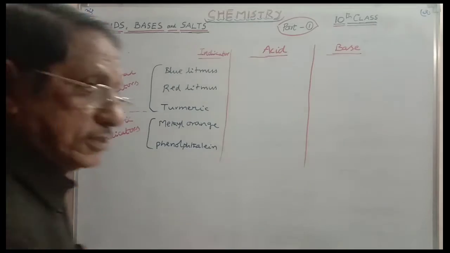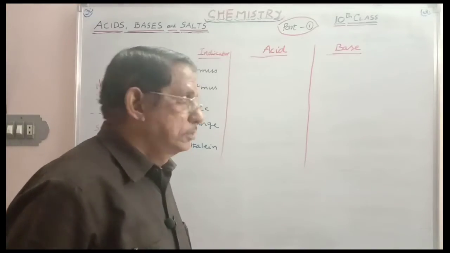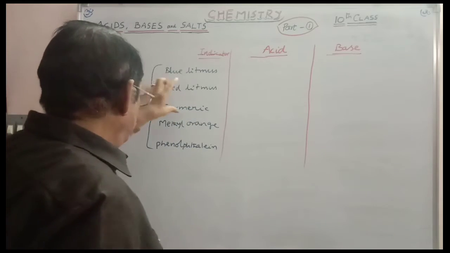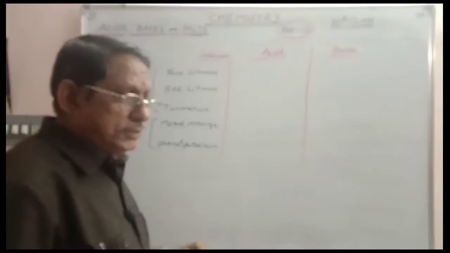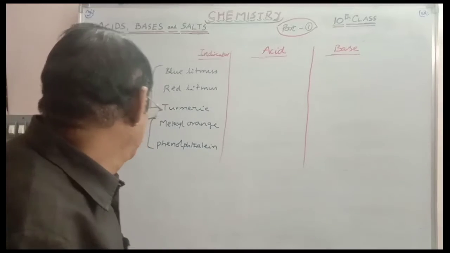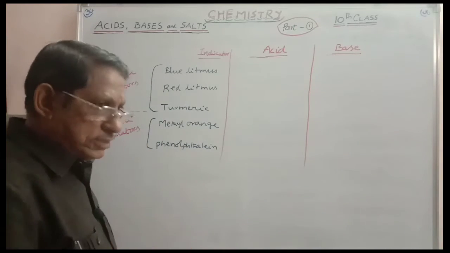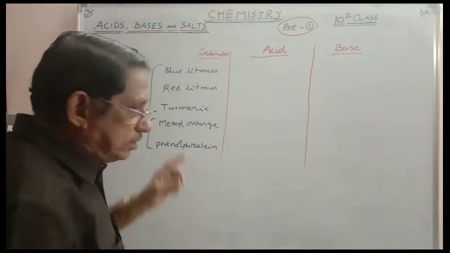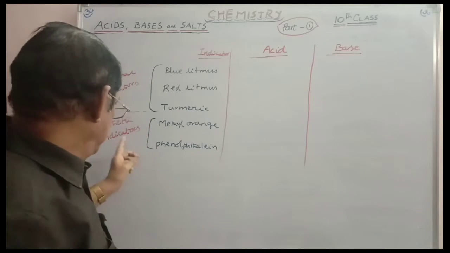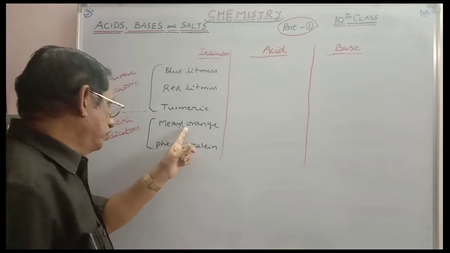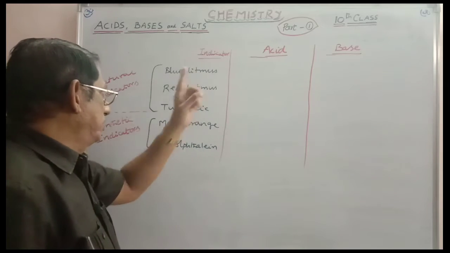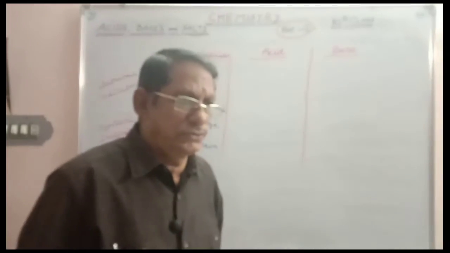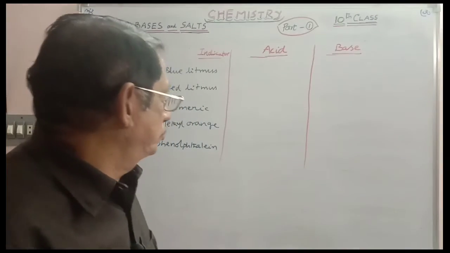Now let us take some examples. Blue litmus, red litmus, turmeric, these are the natural indicators. They are derived from the plant source. And methyl orange, phenolphthalein, Congo red, thymol blue, etc. These can be prepared in the laboratory, synthesized in laboratory. So these are synthetic indicators. Mostly we will use methyl orange, phenolphthalein and blue litmus in the laboratory to test the solution.